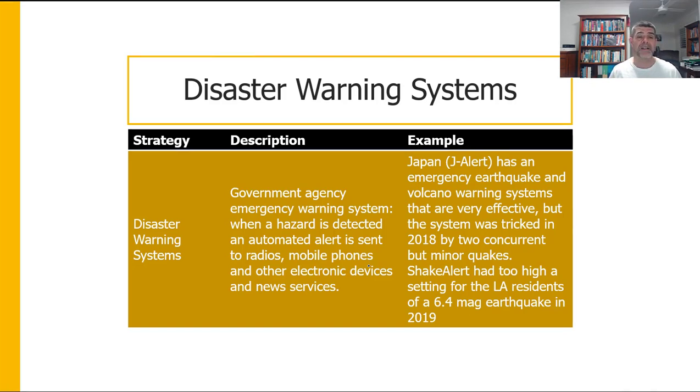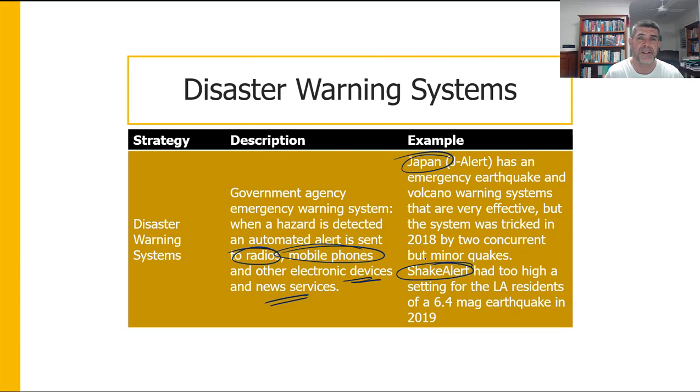So when hazards are detected, automatic alerts can be sent out. This can happen via radio, via mobile phones, through texts, for example, other electronic devices, and often through news services. With the computer technological age that we have, we've got so many different ways of connecting in with all sorts of different providers, and these are being taken advantage of when we're looking at these systems. Again, it doesn't surprise us that Japan and the US are places where we have specific types of alert systems that have been developed over some time. The J-Alert system in Japan and the ShakeAlert system for the United States.